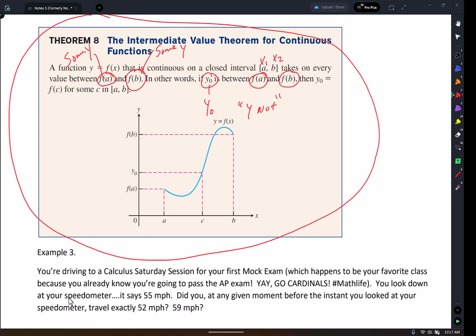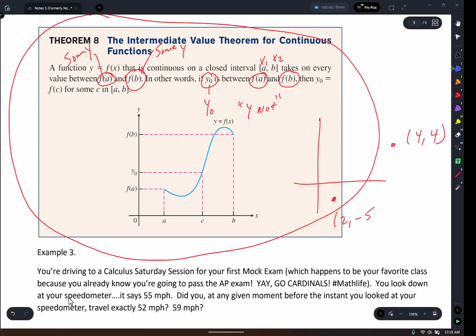In layman's terms, all that means is that your y value, if you're continuous, okay, what's the simplest way? Okay, right here. Look, I have a point. I'm going to say that point is 2, negative 5. I have another point. I'm going to say that point is 4, comma 4. And I have a curve. The curve is continuous. That's what this is saying.